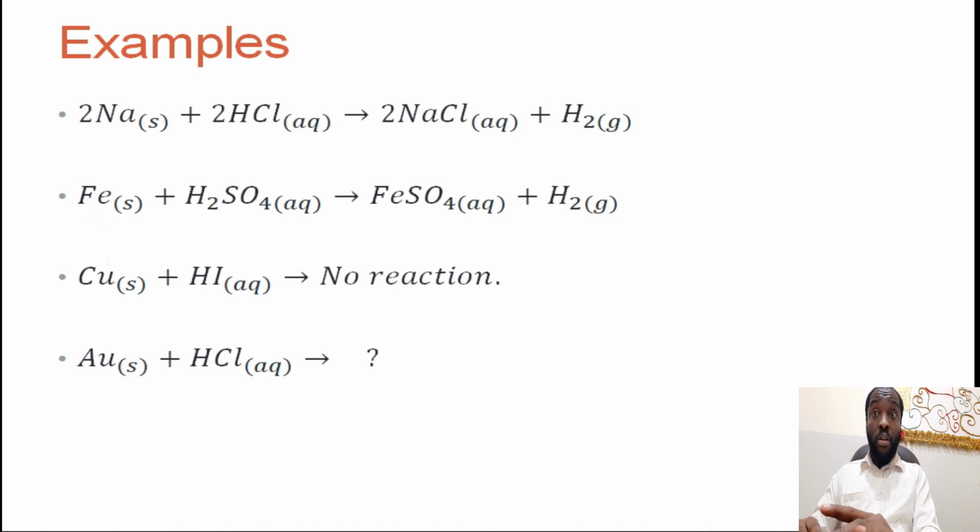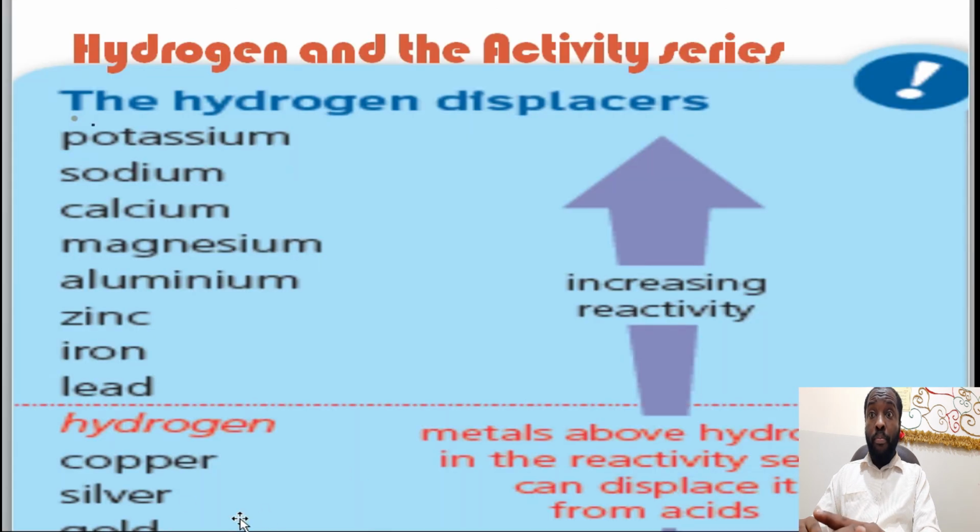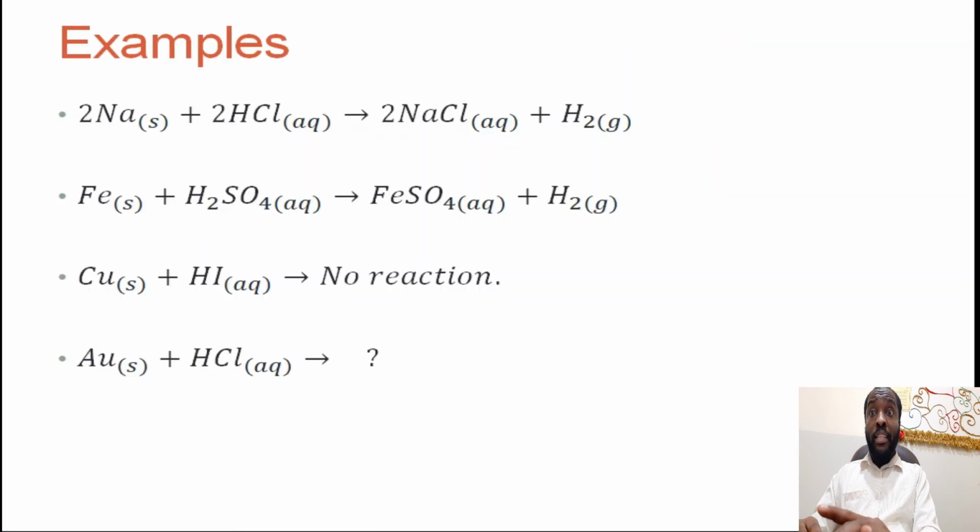But if we look at copper, copper is found below hydrogen. So reacting copper with hydrochloric acid, there is no reaction. So you can also try that for gold. What will happen when gold reacts with hydrochloric acid?